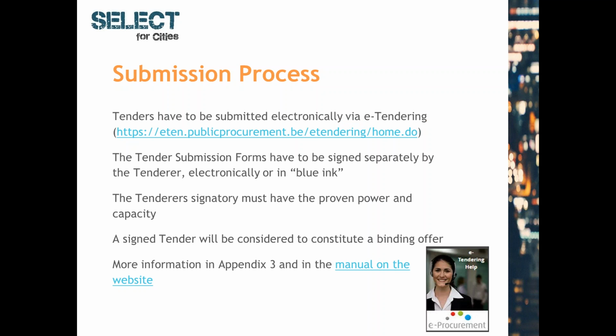The tenders have to be submitted electronically, via the e-platform for e-tendering. There is an extensive and dedicated manual on the submission process that is published on the website. For this particular procurement, we have switched off or disabled the digital signature function, but we expect that you sign all your tender submission forms separately and either electronically or in so-called blue ink before uploading. Of course, your signatory must have the proven power and capacity for a signed tender to be considered as a valuable and binding offer.